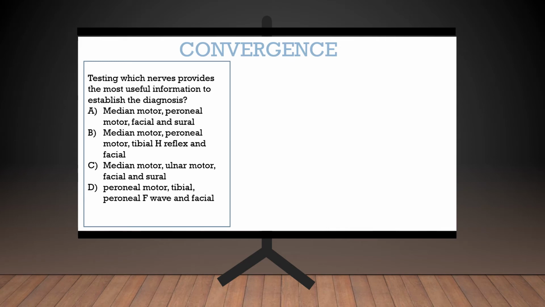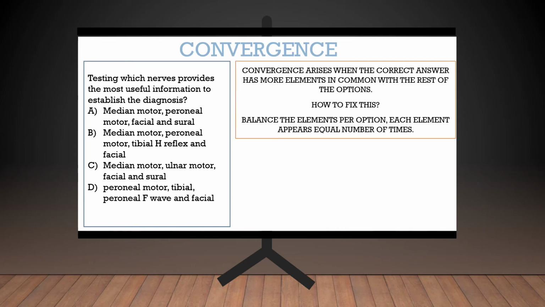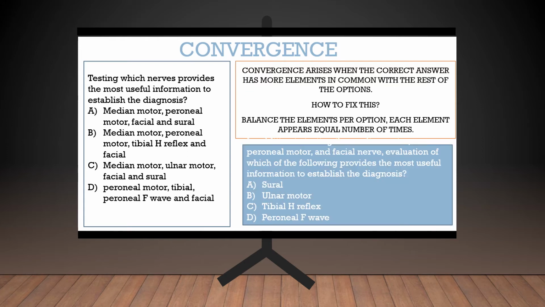Convergence. Convergence arises when the correct answer has more elements in common with the rest of the options, like illustrated in the example in front of you. How to fix this? Try to balance the elements per option. Each element appears an equal number of times, like in here.